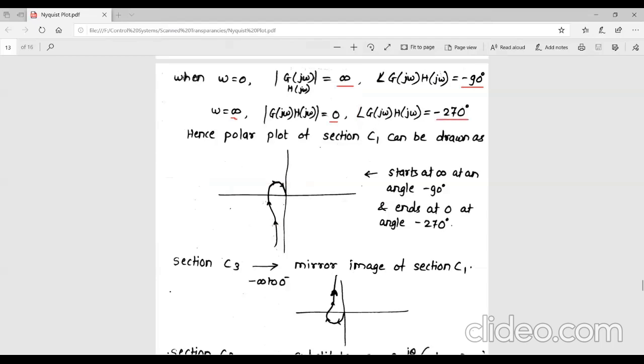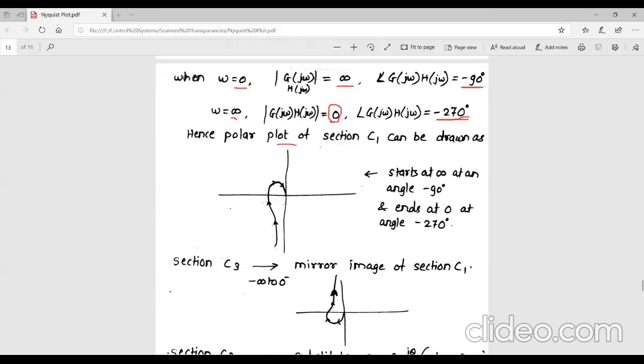So now for section C1, the polar plot has limiting values of magnitude as infinity and 0. Our polar plot starts at magnitude infinity, because for omega equal to 0 we get the magnitude as infinity, and for omega equal to infinity we get the value 0. So this is the last value that we have for this particular section. And where should it start? It should start from minus 270 degrees. Sorry, it should start from minus 90 degrees and then it comes to the end at minus 270 degrees.